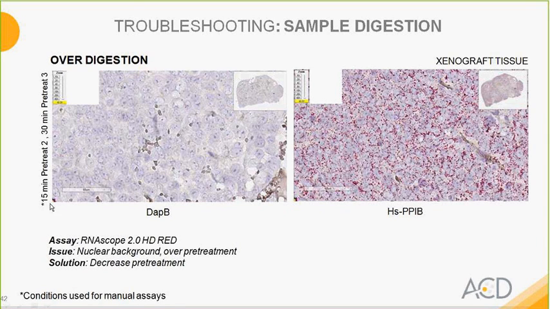In the over-digestion protocol, we simulated and increased pretreatment 2 to 15 minutes and pretreatment 3 to 30 minutes. As you can see, the sample looks over-digested, where the nuclei is exposed and the counterstaining is not as visible. Although PPIB staining is still robust, the DAP-B background will guide you to determining if this is an optimal assay. To address this, you should decrease pretreatment and perform the assay with the optimal conditions.